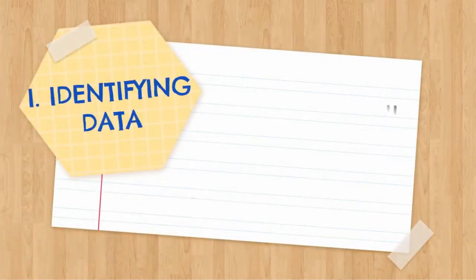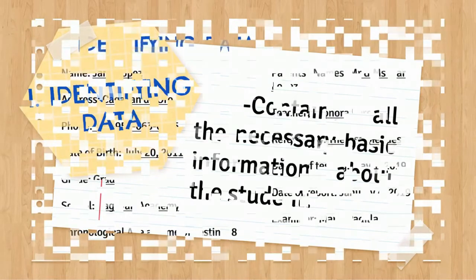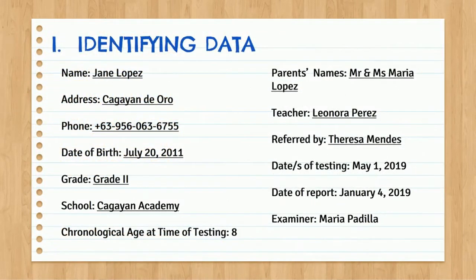The first section is the identifying data, wherein it contains all the necessary basic information about the student. The data of this section includes the name of the student, address, phone number, date of birth, grade, school, chronological age at time of testing, parent's name, the teacher, the name of the person who referred the student, dates of testing, date of report, and the examiner.